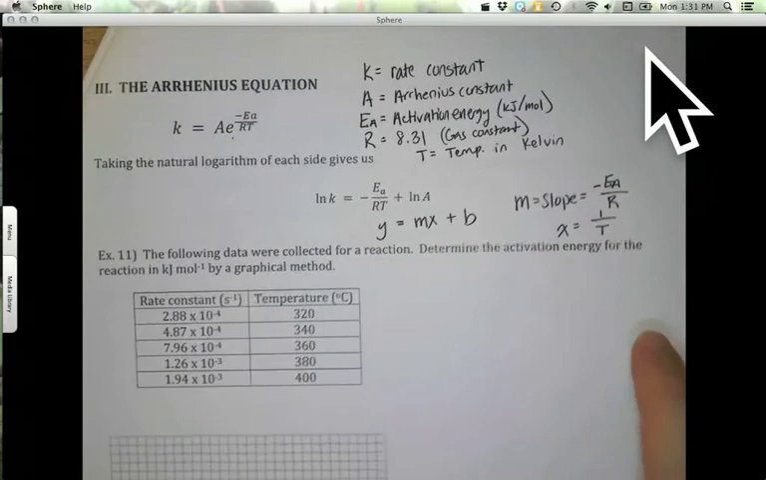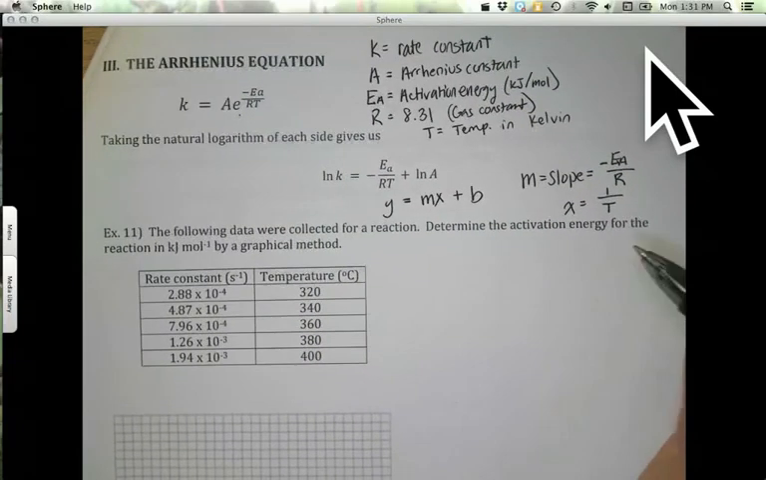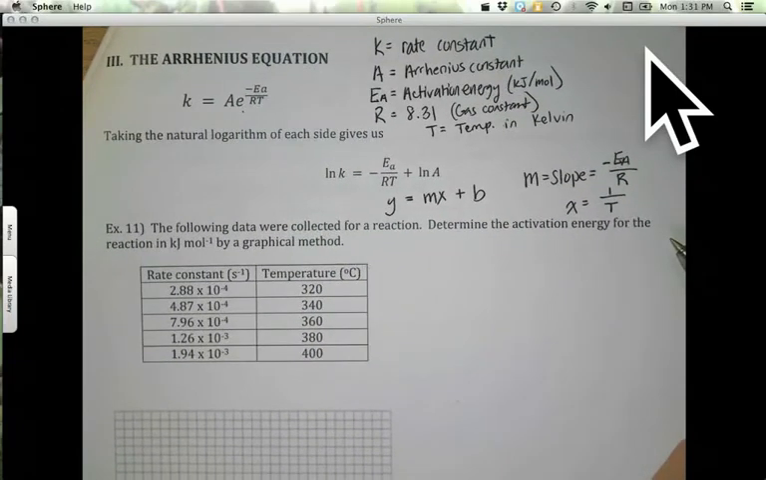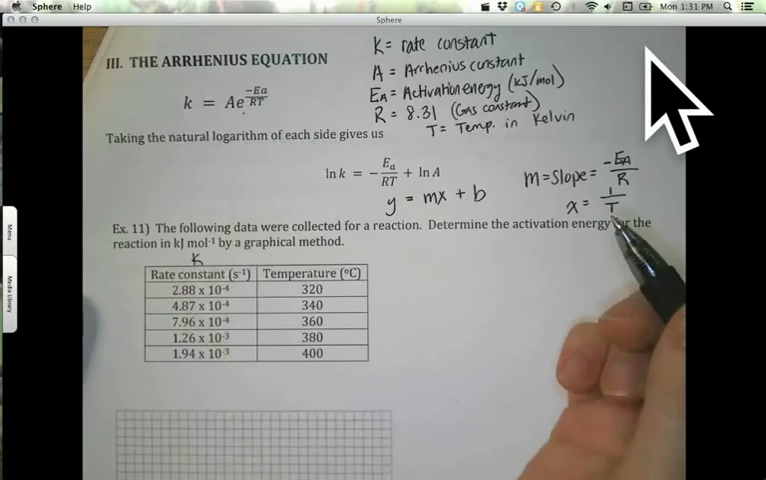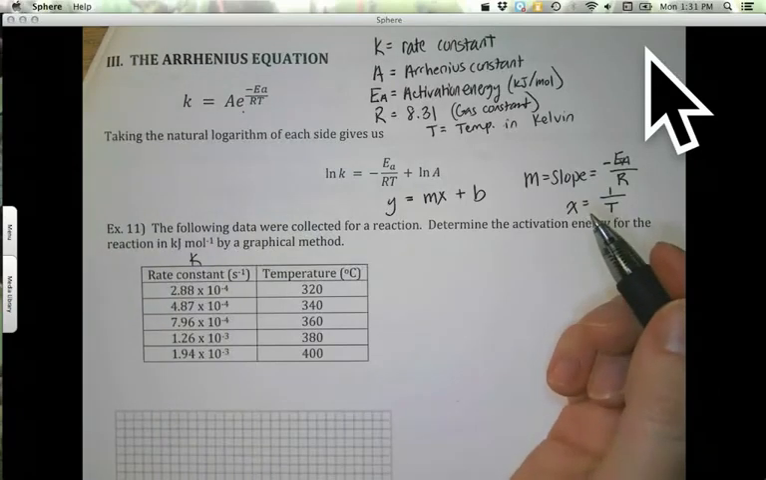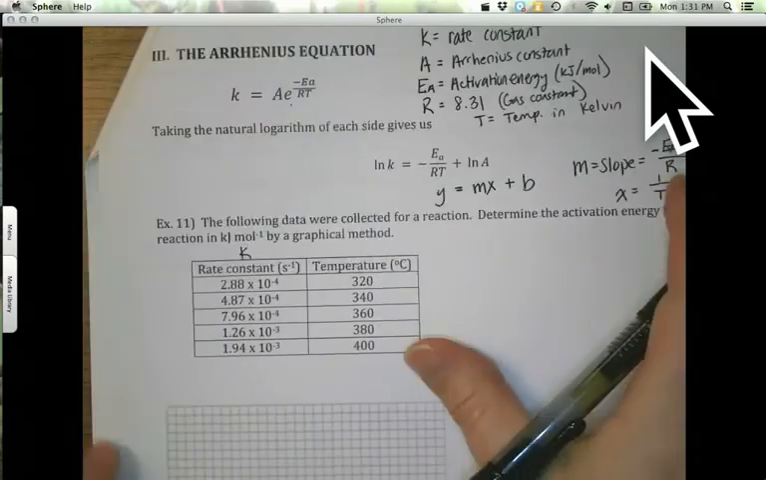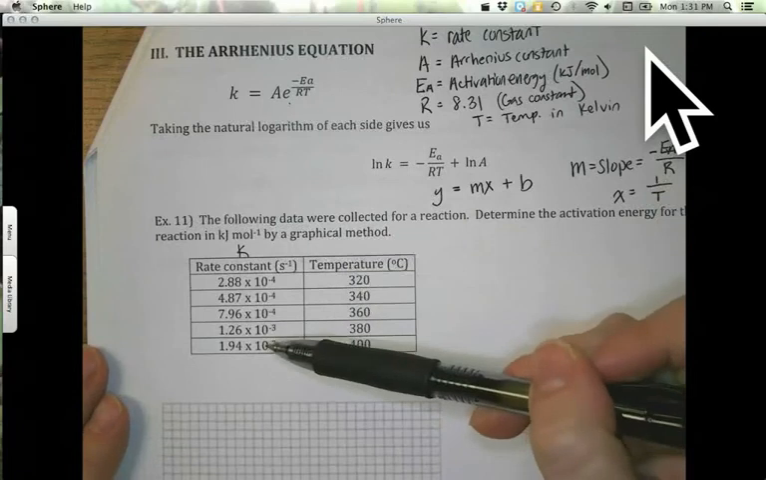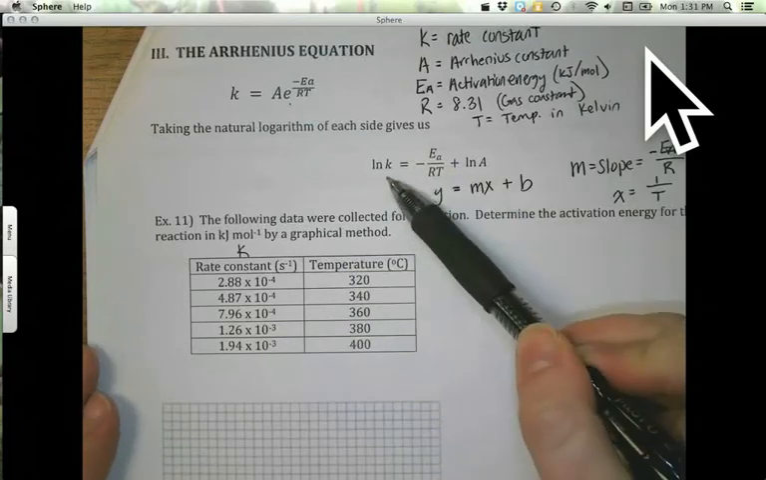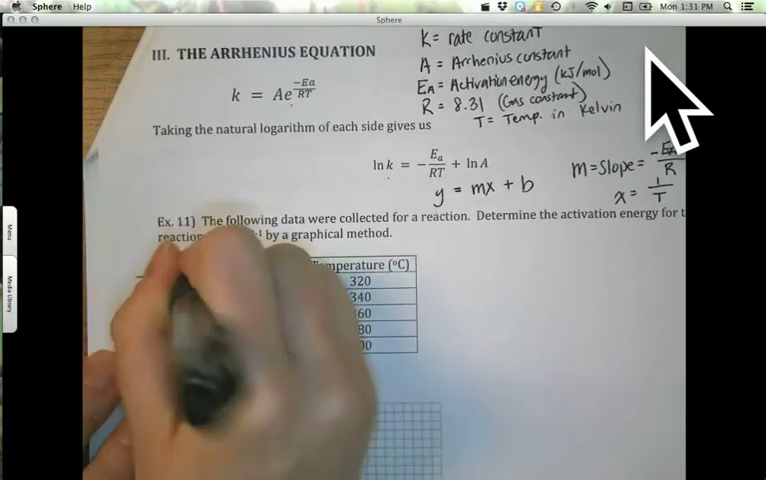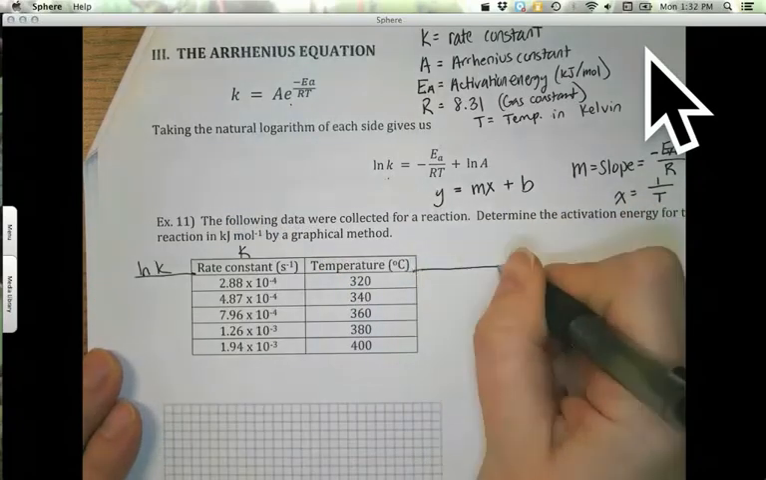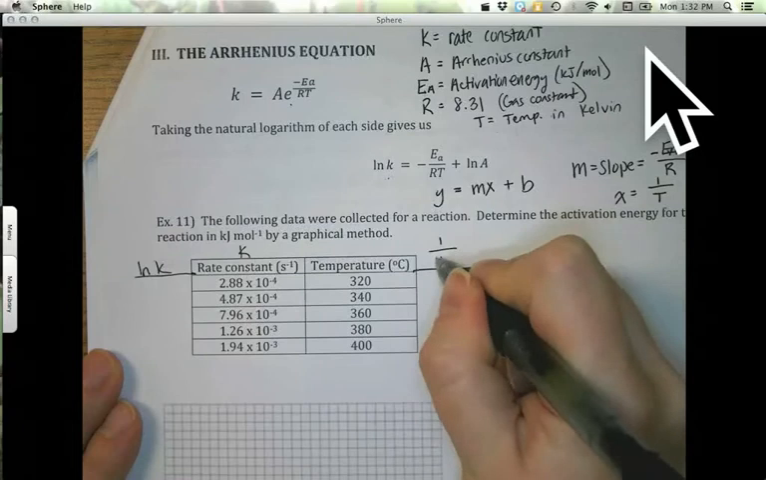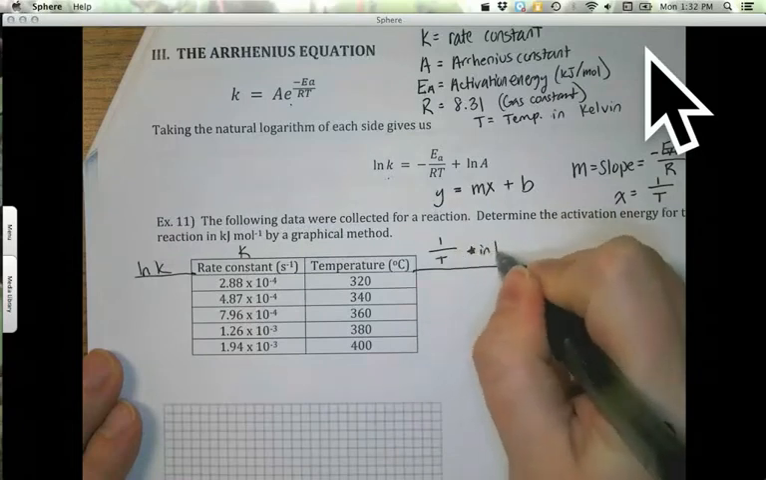Alright, let's take a look at example 11. The following data were collected for a reaction. Determine the activation energy for the reaction in kilojoules per mole by a graphical method. So we're given the rate constant, k, and the temperature in Celsius. So we're not going to graph k, we're going to graph the natural log of k, and we're not going to graph temperature, we're going to graph 1 over temperature in Kelvin.